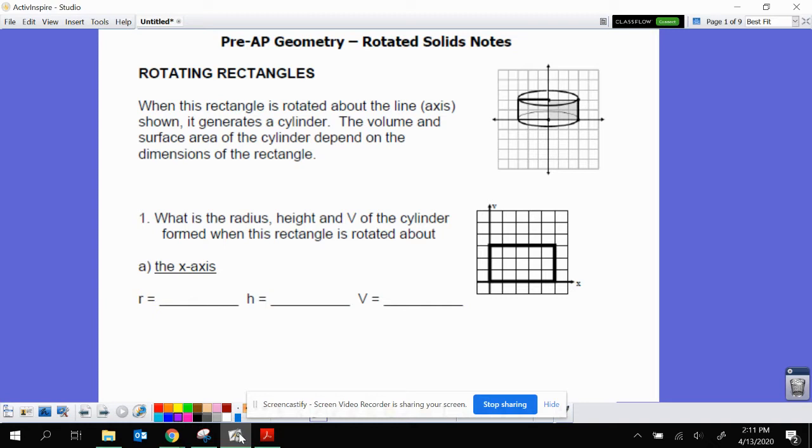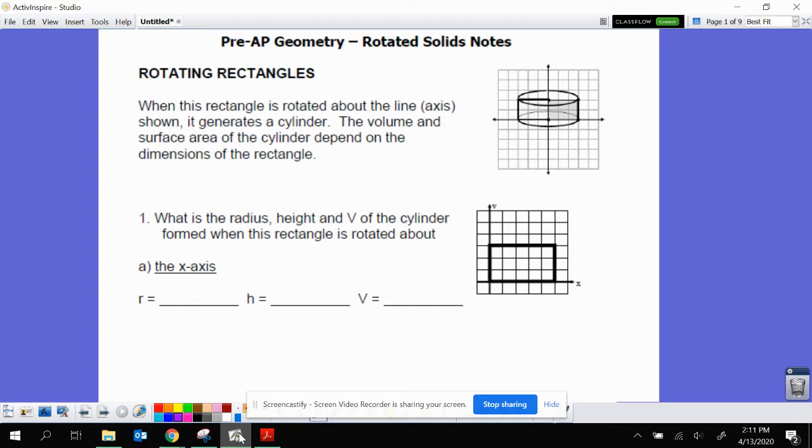But today we're going to be talking about if you were to take a 2D object, so let's say a rectangle or a triangle or a trapezoid, and you were to rotate it around a line or an axis, what shape would be formed, what solid would be formed if you were to rotate it.